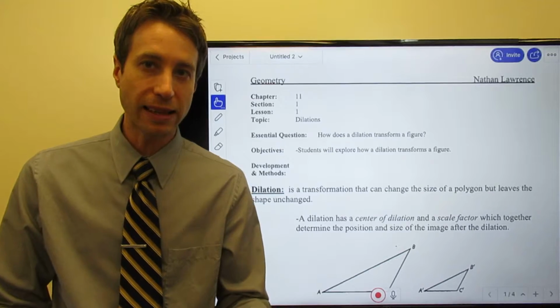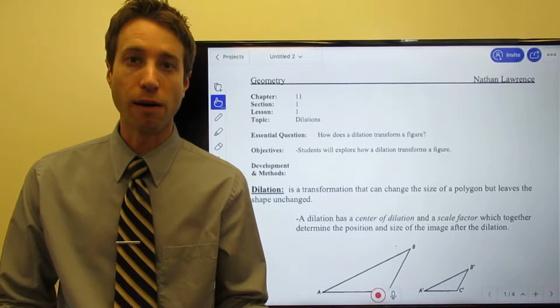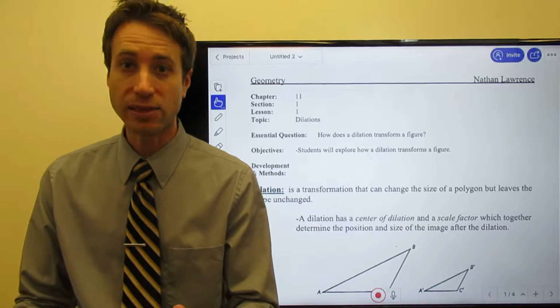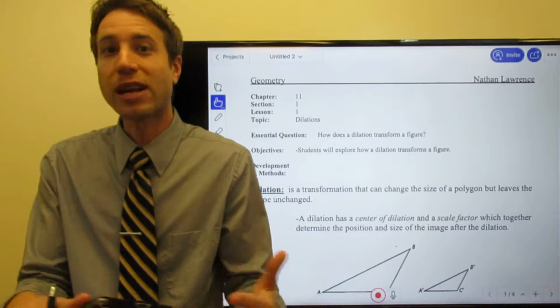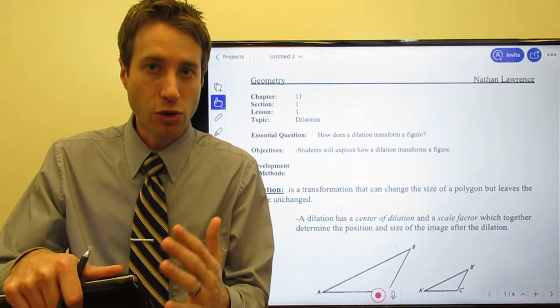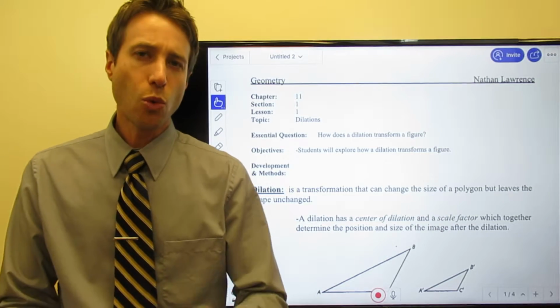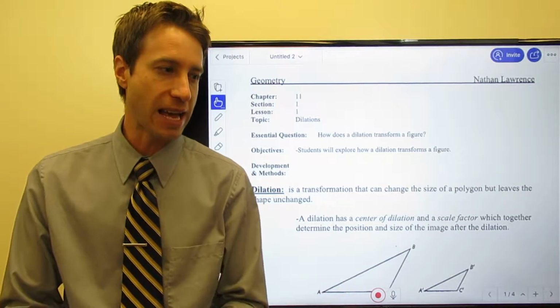When you do a dilation, you will change the size of the figure. Now, it'll still be the same shape. If you start with a triangle and you do a dilation, you're still going to have a triangle. It'll just be either a bigger triangle or a smaller triangle. So, what you hopefully then recognize, or if you didn't, I'm going to point it out to you now.